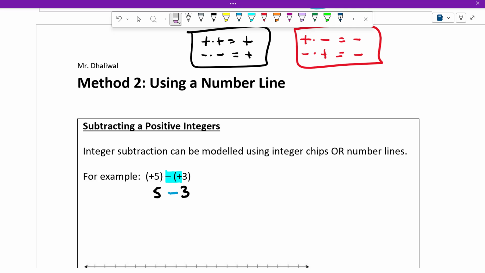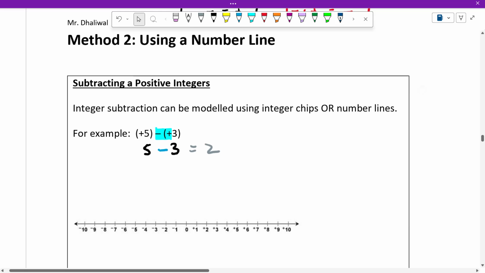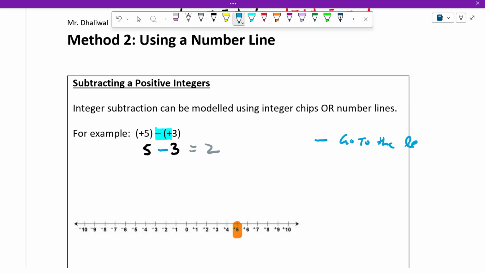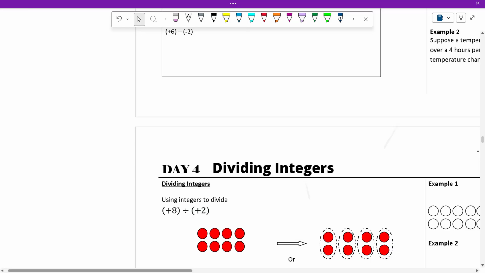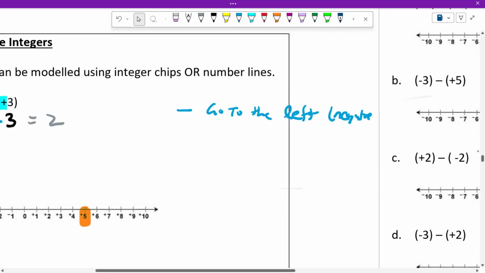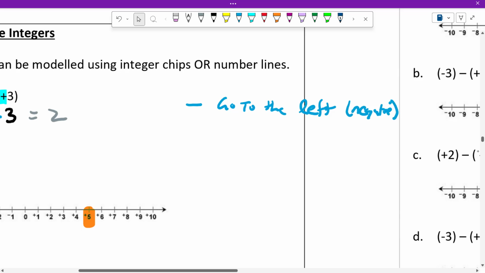2. Now, to use a number line, because sometimes we can't do it easily in our head, the first number is where we start on the number line. So we start at the number 5. If you have a minus sign, that means you go towards the negatives. Minus, go to the left. That's where the negatives are. If it was a plus sign, you'd go to the right, towards the positives.